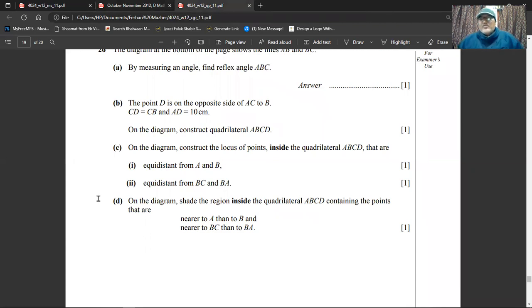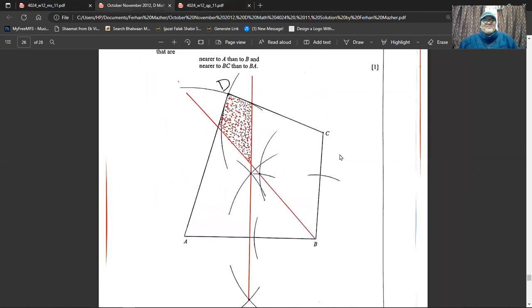So equidistant from two intersecting lines means you have to draw the angle bisector. Equidistant from BC and BA means you have to draw the angle bisector of angle ABC. Okay, so angle ABC, equidistant from BC and the AB line.